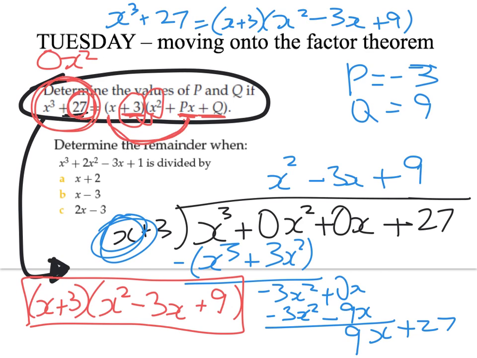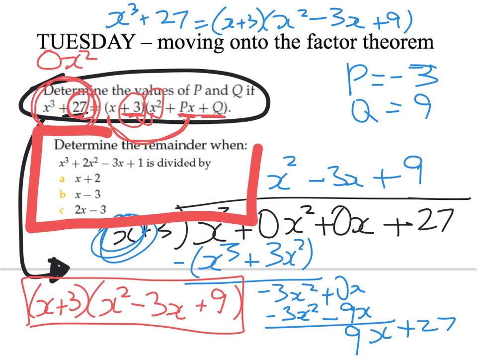So for this one we had to do some factorising, but for this next question we don't have to do any factorising, we just have to use the remainder theorem. Determine the remainder when this polynomial is divided by the following 3 factors. So I'm going to insert a new slide to do this, but in all of these cases all we have to do is evaluate the value of the polynomial at a particular value.